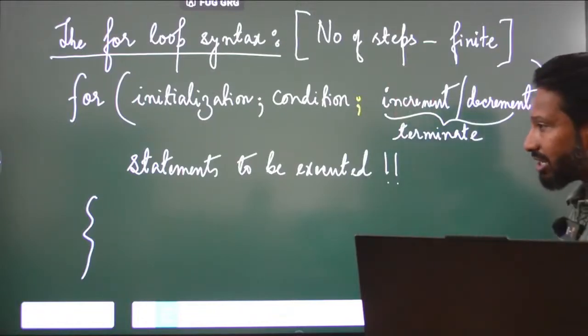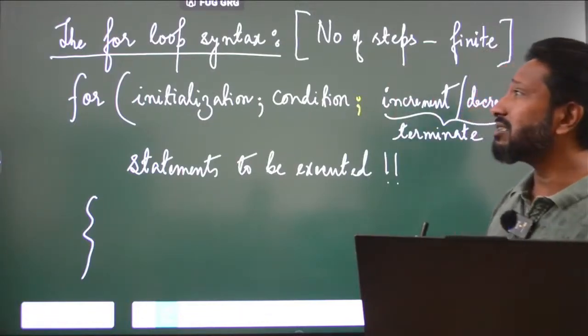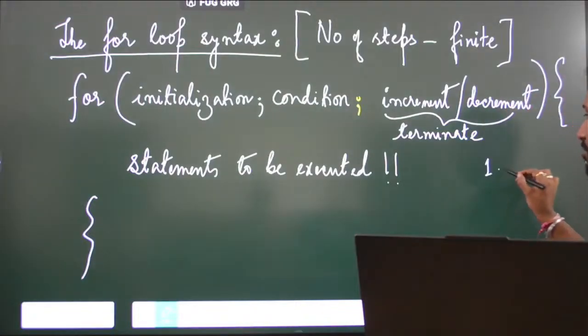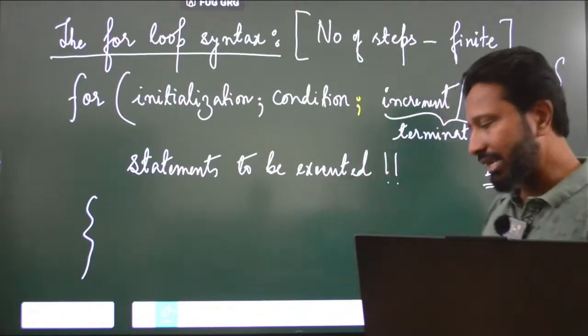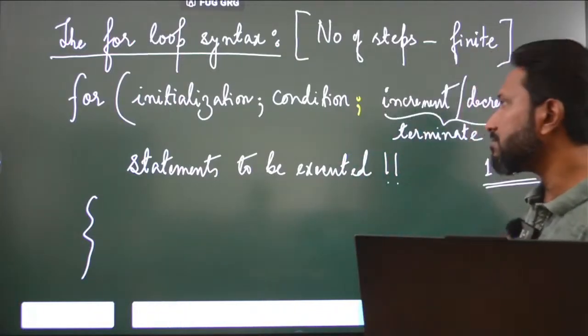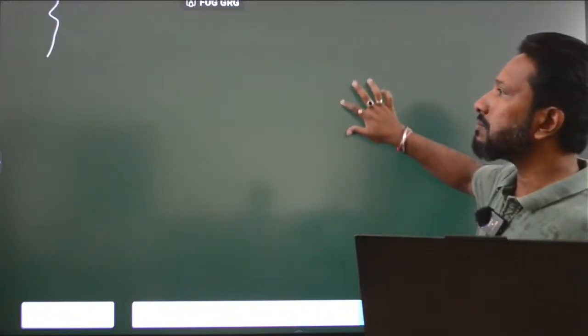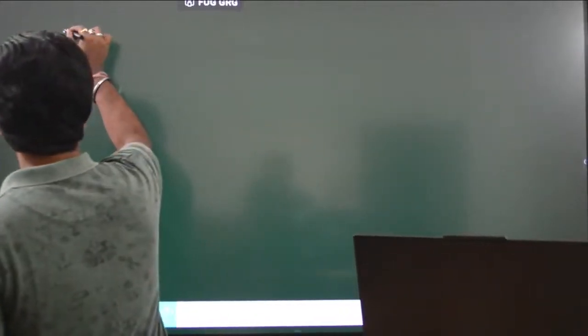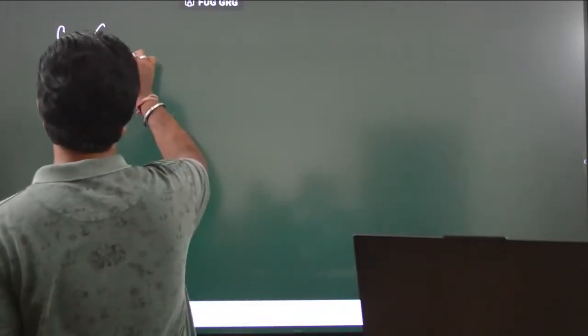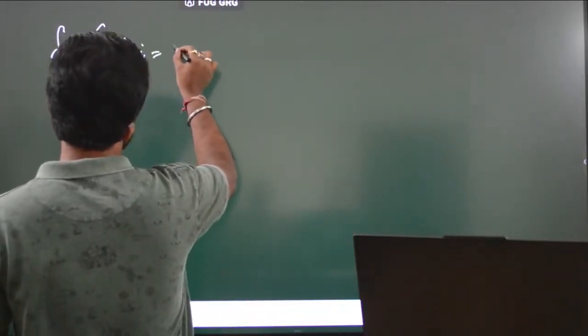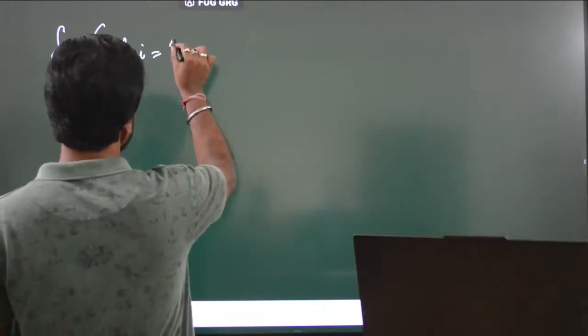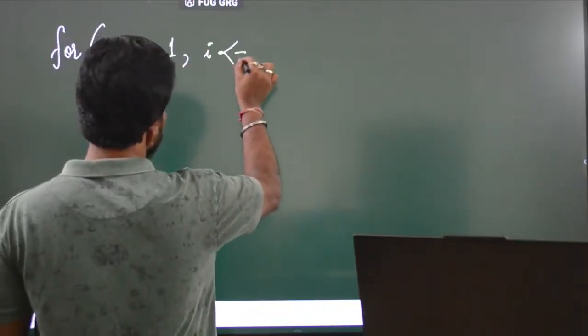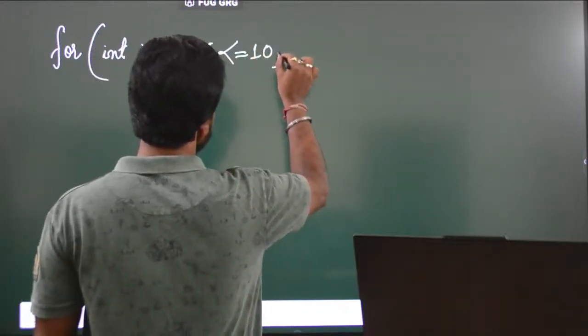For the time being, let me do one thing. Suppose I want to print numbers 1 to 10. I can simply write it like this. For, we are trying to print numbers, so int i equal to 1, i less than or equal to 10, i plus plus.